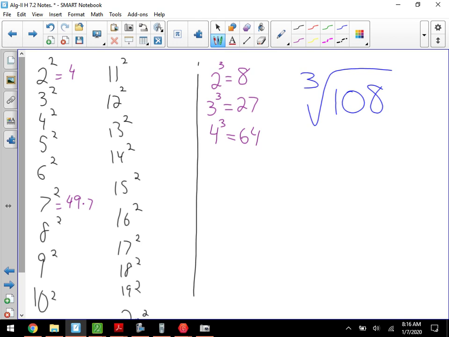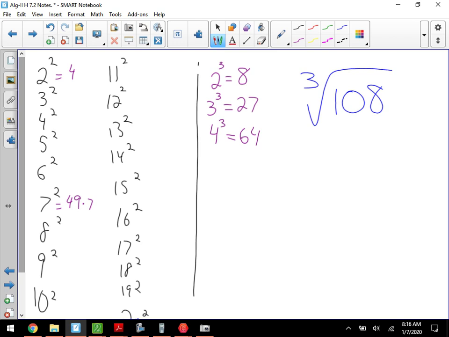All right. So what we're going to do here is start fishing around to figure out, is there a perfect cube that I can try and get into 108? First thing you can do is see if you can divide it by 8. Does 8 go into 10? No. How many are left over? 2. Does 8 go into 28? No, not cleanly. You're looking for clean.